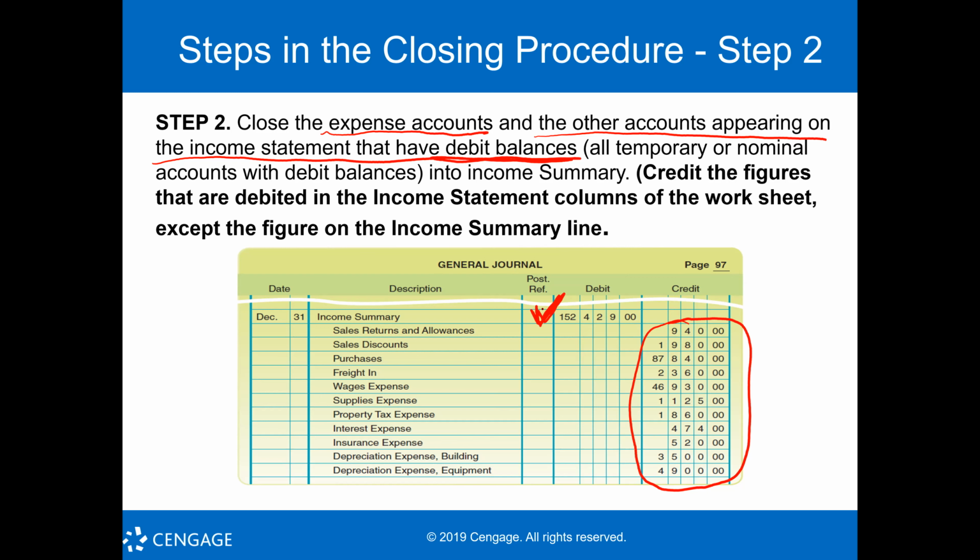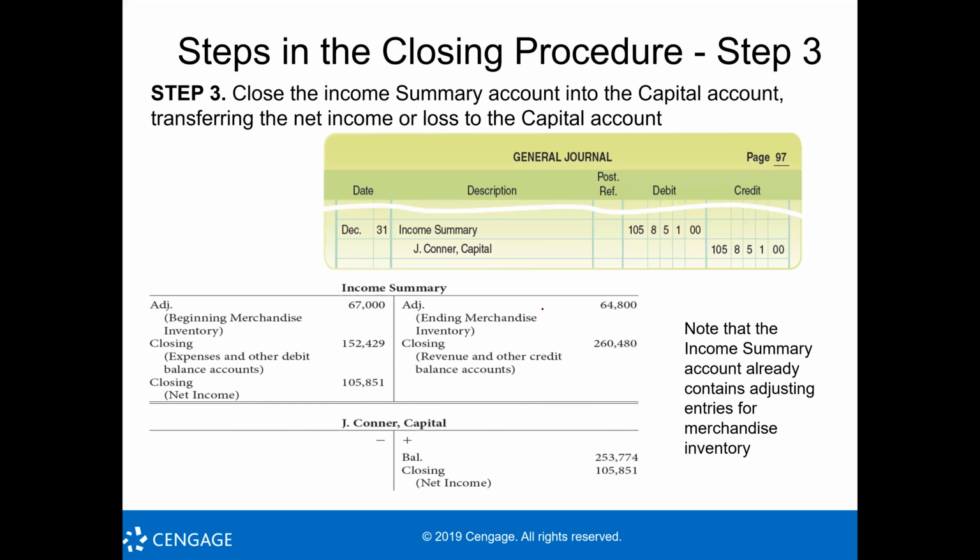Now, step 3, we're going to transfer net income to the owner's capital account. It says close the income summary account to the capital account, transferring the net income or loss to the capital account. So here was our inventory adjusting entry, the debit to income summary for the beginning merchandise inventory. Here was the credit to income summary for the ending merchandise inventory. Here was the entry for closing out all of our expense accounts. Here was the entry for closing out all of our revenue accounts.